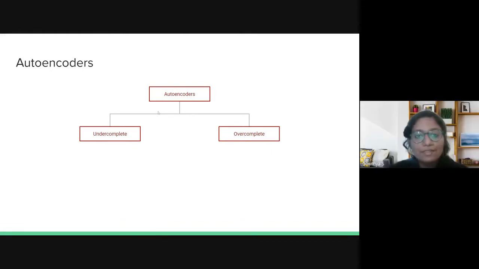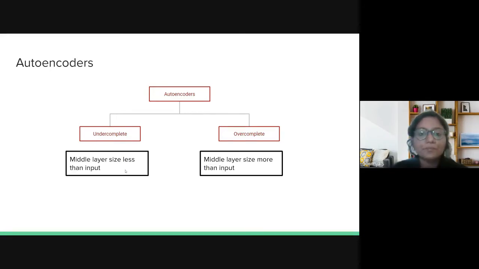So autoencoders are of two types, undercomplete and overcomplete. Now, what do we mean by that? It just means that in the undercomplete autoencoder, the middle layer or the hidden layer where we are creating the bottleneck, the size is less than the input. In overcomplete, the middle layer is larger than the input.